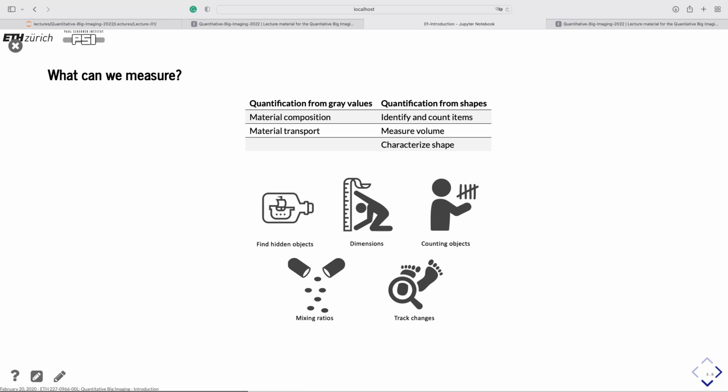So if you have donuts and macaroni, for example, whatever those shapes, and you want to see how many you have of each kind. So what you need to look into then is topics like finding hidden objects, measuring, counting, mixing ratio would be for the transport, and also tracking changes. So it could be that you want to see how things move or how things grow, or just how the gray level is changing.